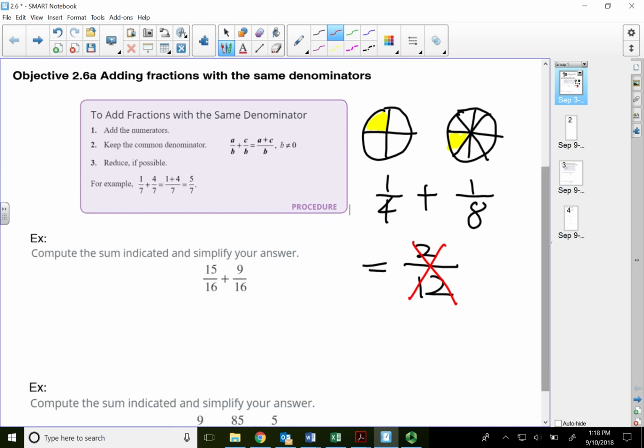For this problem in particular, since the denominators are the same already, I can go ahead and add my numerators. 15 plus 9 is 24. The denominator doesn't change. It's still 16 because I cut both of my pizzas into 16 slices. So the denominator has to stay the same. All right, reduce if I can. I think I can reduce them by 4.